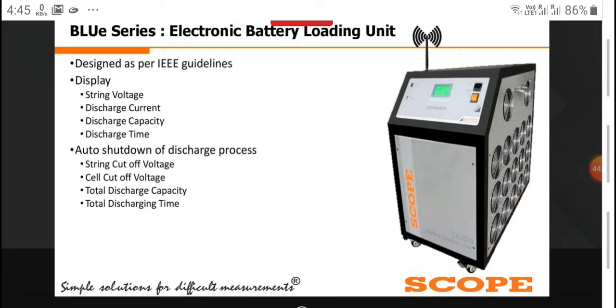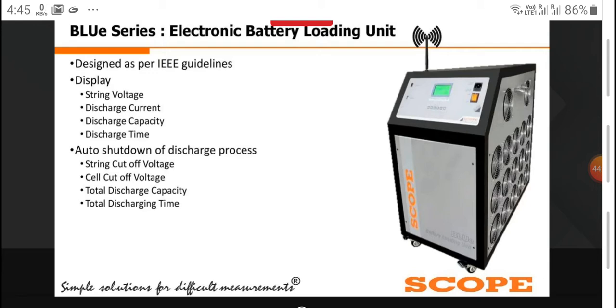So this is our Blue series, that is the electronic battery loading unit, through which we are doing battery discharge testing. This particular unit is designed as per the IEEE guidelines. The following parameters it will display: the string voltage, the discharge current, the discharge capacity, and the discharge time. These are the parameters this Blue will display.